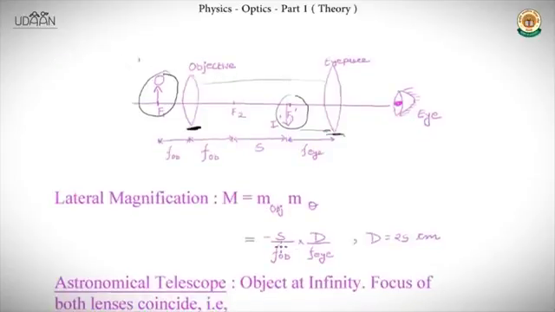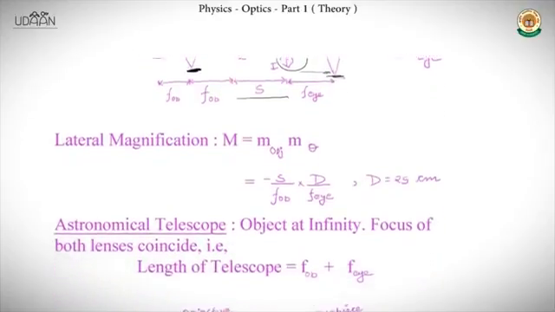This will get simplified to minus h, which is this distance, by the focal length of the objective, into d by the focal length of the eyepiece, where d is 25 centimeters, which is equal to the near point.